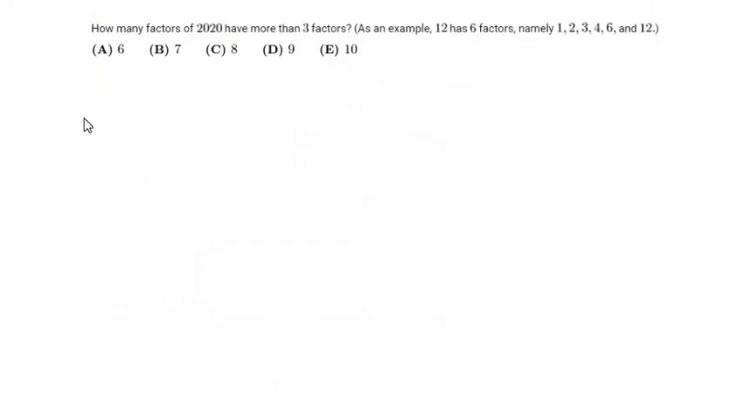How many factors of 2020 have more than 3 factors? As an example, 12 has 6 factors, namely 1, 2, 3, 4, 6, and 12. So first, let's try to find the factors of 2020. To do so, we have to find the prime factorization of 2020 first.